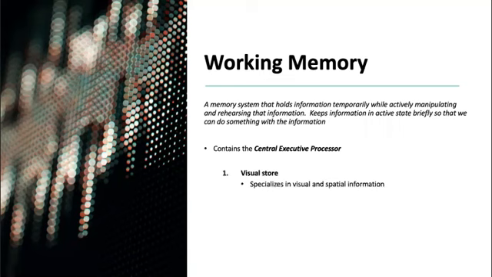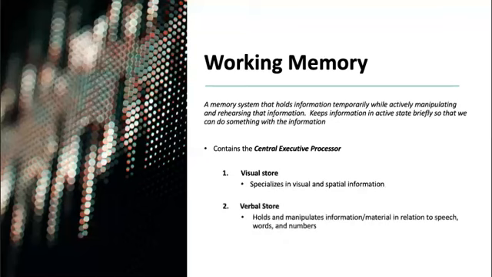So it coordinates information from three subsystems: the visual store, the verbal store, and the episodic buffer. As you can guess, the visual store specializes in visual and spatial information, right? So that information you're getting from sight and also from spatial navigation of your environment. So where things are, or navigation type information. And the verbal store, of course, holds and manipulates information related to speech, words, and numbers, right? So verbal or spoken information.